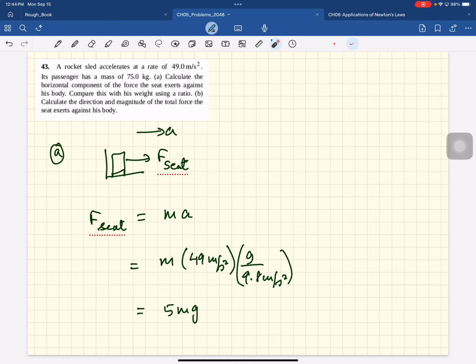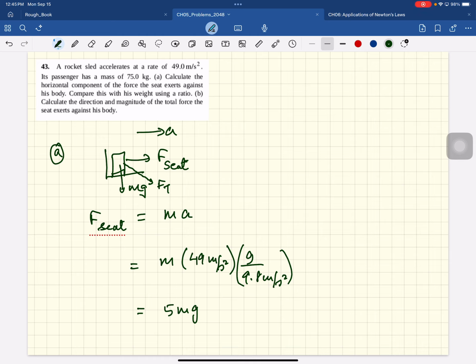All right. Calculate the direction and magnitude of the total force on him. So this is the force that the seat is exerting on him. Is there any other force acting on him? Gravity, the force of gravity, which is in that direction. So the total force on him will be in this direction.